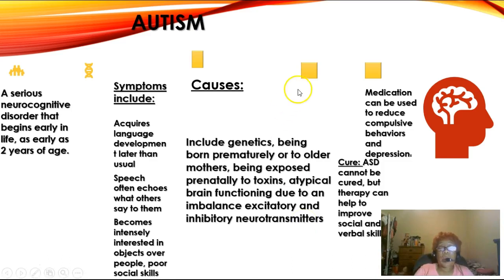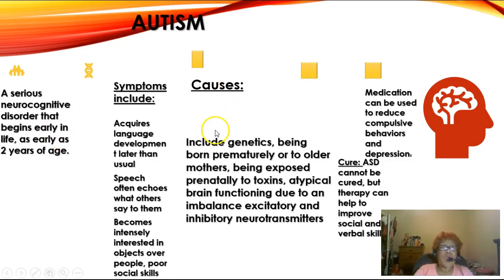Finally, we want to talk about autism, which we know very little about scientifically. Many studies have been done, and neuroscientists have decided that it is a serious neurocognitive disorder that begins early in life, as early as 2 years of age. And if these children are diagnosed early and given early treatment, then they have a better chance of being able to function.